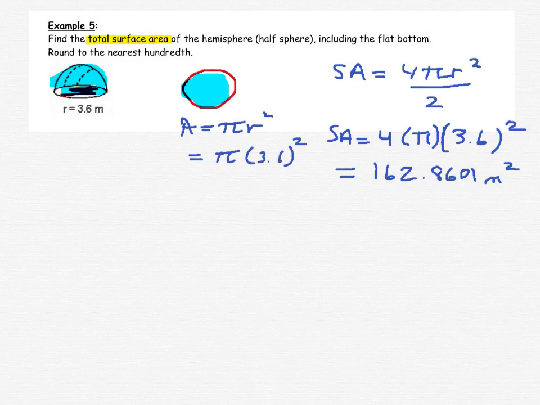So 3.6 times 3.6, close to 4 times 4, 16. Below that, times by 3. So the answer, 40.715, is what I rounded it to. And we're trying to find the total surface area. You have to, of course, add these numbers together.